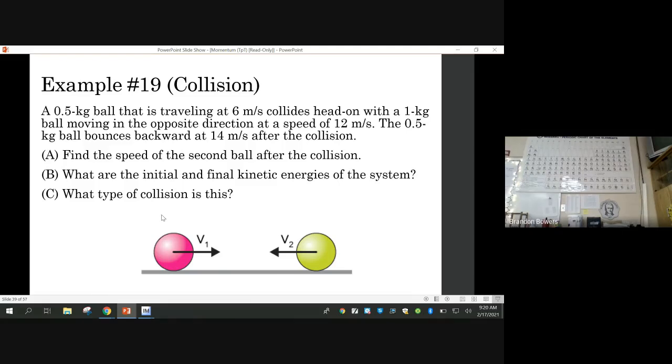So backward at -14, after the collision. -14, yes. Dylan?